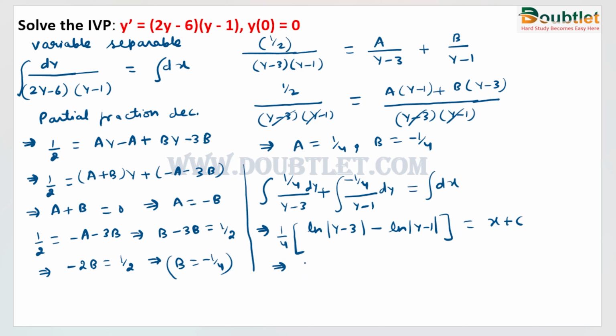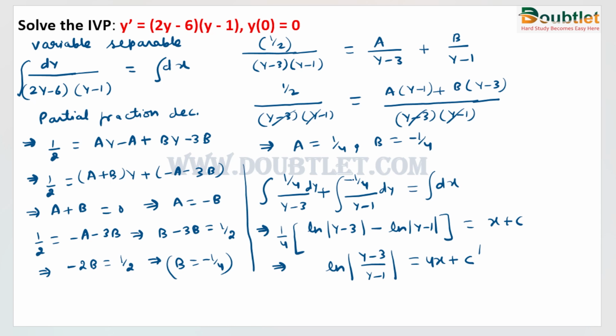So if we just use the property of ln, that ln a minus ln b becomes ln a divided by b, we can write this as mod of (y minus 3) divided by (y minus 1) is equal to x plus c. Correct? Now if we multiply 4 to the right hand side, this becomes 4x plus 4c. So 4c will again become c, meaning if we multiply any number to a constant, it remains a constant. So we can write this as c dash.